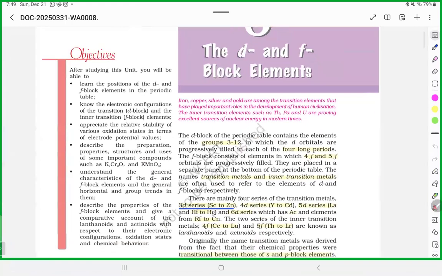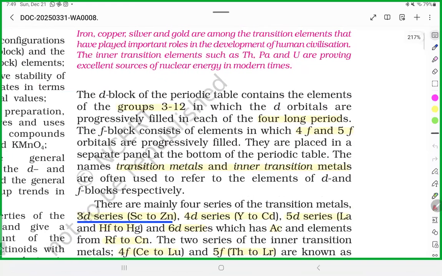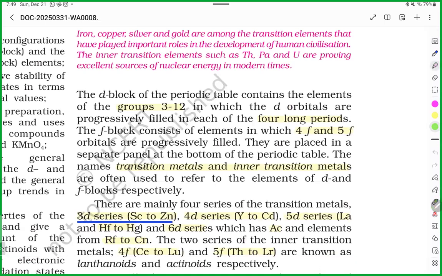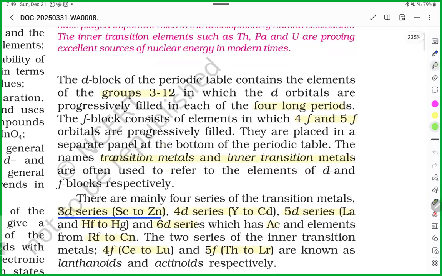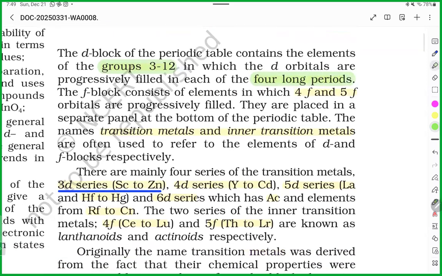But I will not. I'll cover whatever is required for the NCERT. D block from group 3 to 12. How many periods are there? 4. Which ones? 3D, 4D, 5D, and 6D. Okay. This is about the D block.